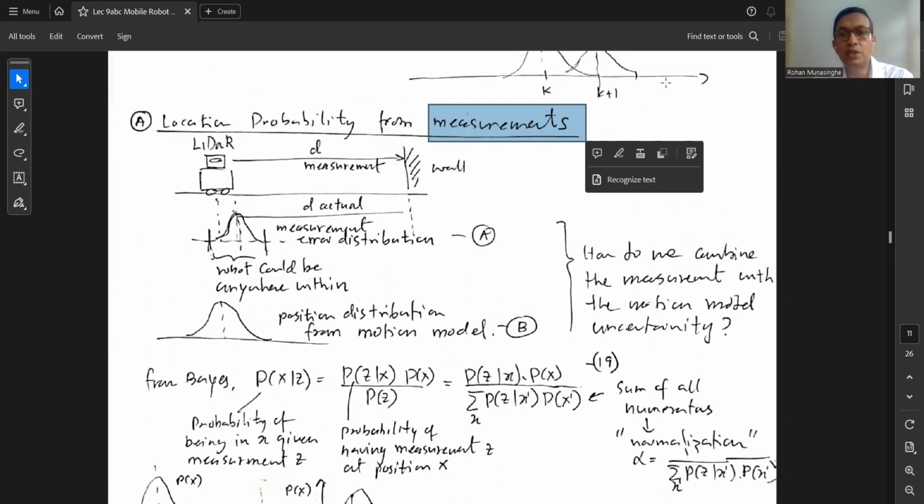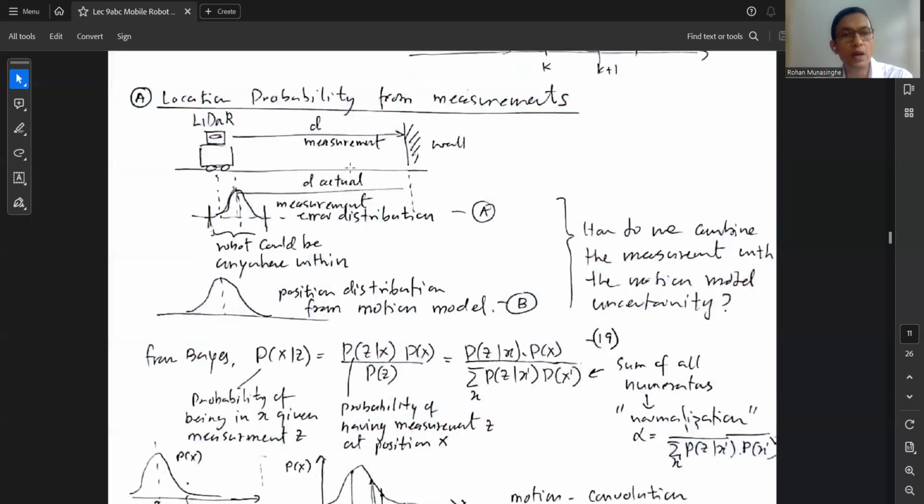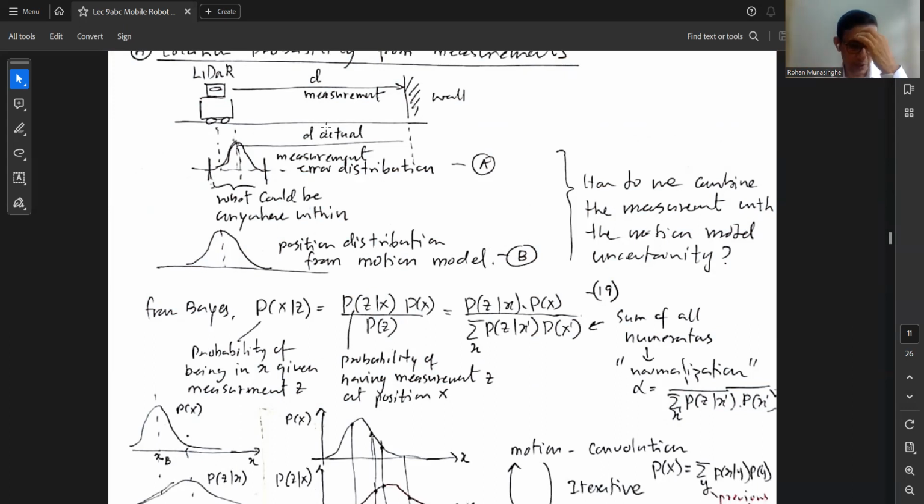If you look at the measurement part, suppose there's a wall ahead of you and a robot has the LiDAR and it uses the beams and calculates the distance to the wall. And you get a measurement. How accurate is this measurement? Well, if you look at the manufacturer data sheet, they will tell you that it is also not 100% accurate. There's a distribution again.